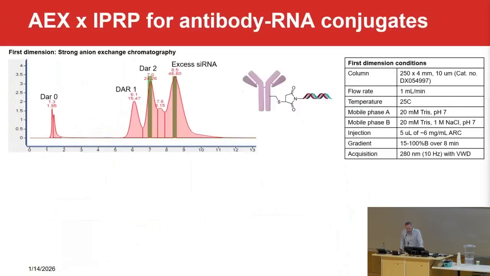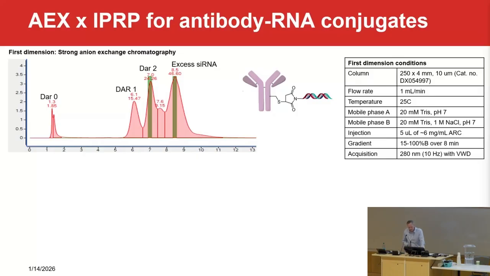The second case study I'll talk about is an anion exchange coupled with ion pairing reverse phase, 2-dimensional LC approach for antibody RNA conjugates. So again, Chad gave a good background on ADCs. Antibody RNA conjugates are a subclass of ADCs where the drug is an RNA, and the antibody is the carrier to try to target the RNA to a specific organ in the body.